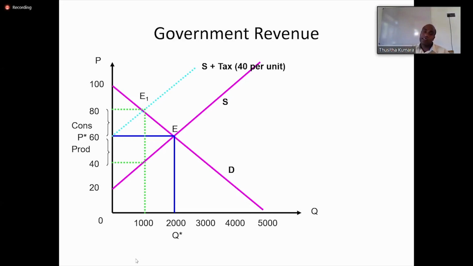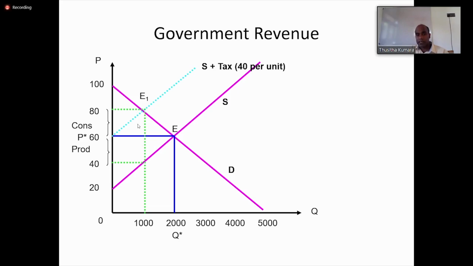In the previous case, when we put a 40 rupee tax, we calculated, right? We will be putting 40 rupee per 1 unit for this good as a tax. Then what would be the total tax income?